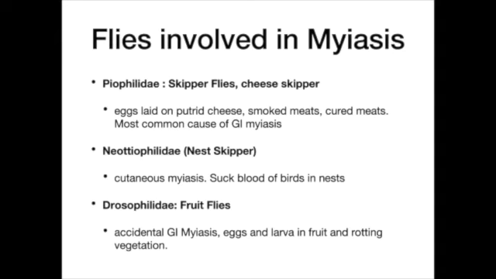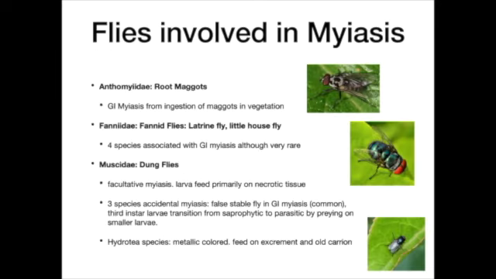Fruit flies are the primary cause of accidental GI, or gastrointestinal, myiasis. They lay their eggs on rotting fruit, and sometimes larvae and eggs can be ingested, mainly because these guys are so incredibly small. Their eggs and their larvae are almost microscopic, so they're difficult to see. Root maggots cause gastrointestinal myiasis because maggots get ingested in food. Another one that's really, really small.